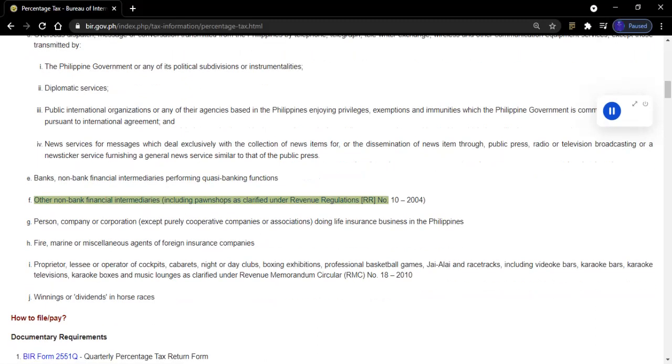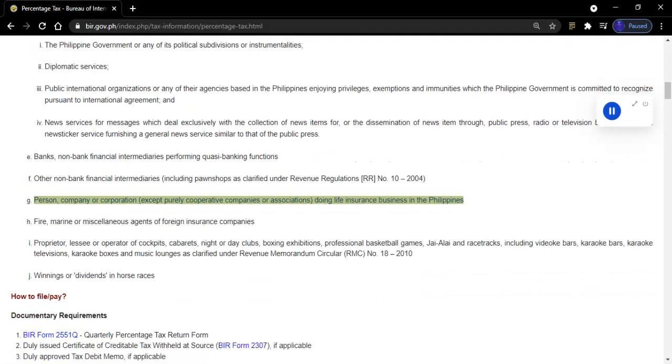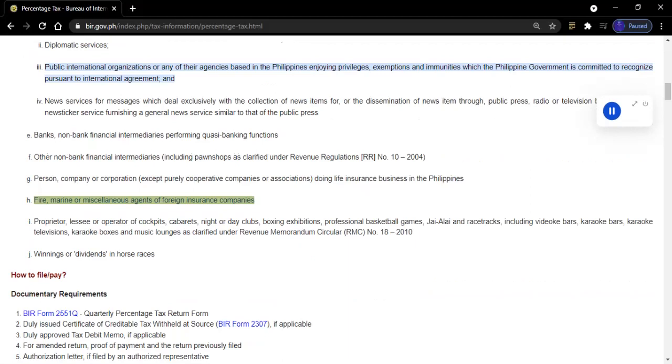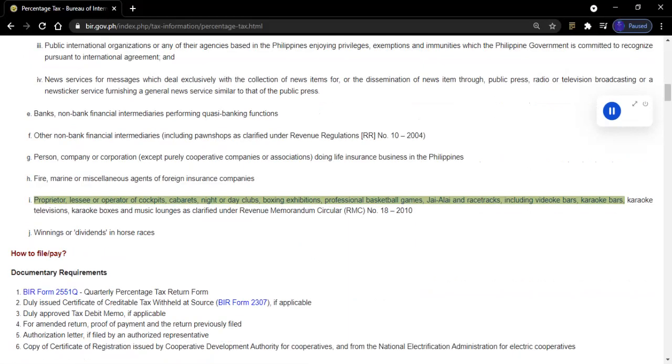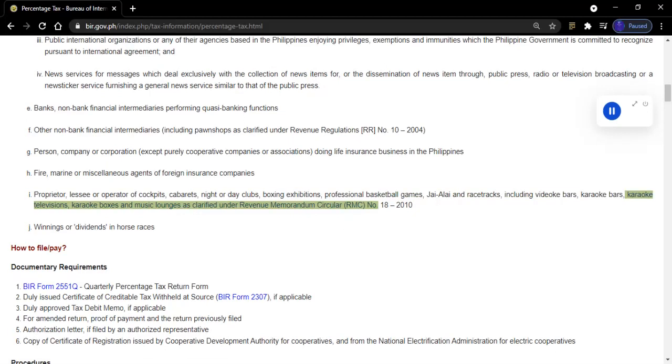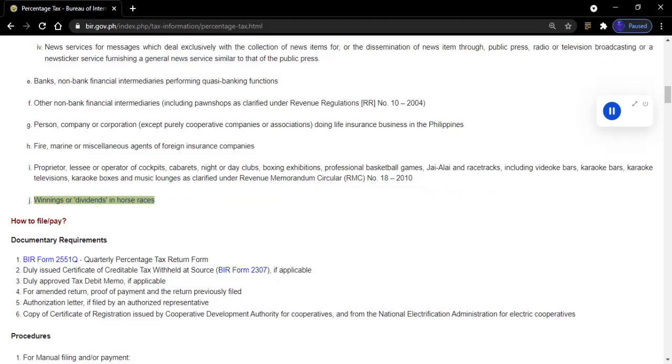Other non-bank financial intermediaries, including pawnshops as clarified under Revenue Regulations, RR No. 10/2004. Person, company or corporation, except purely cooperative companies or associations doing life insurance business in the Philippines. Fire, marine or miscellaneous agents of foreign insurance companies. Proprietor, lessee or operator of cockpits, cabarets, night or day clubs, boxing exhibitions, professional basketball games, jai alai and racetracks, including video bars, karaoke bars, karaoke televisions, karaoke boxes and music lounges as clarified under Revenue Memorandum Circular, RMC No. 18/2010. Winnings or dividends in horse races.